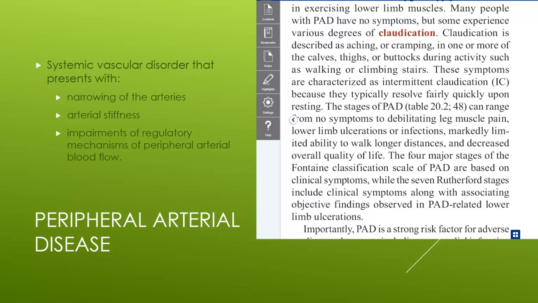So you have an occlusion that blocks off blood flow to the lower extremity, and the lower extremity cannot get nourished with blood that has oxygen in it, and so this occlusion causes that pain.